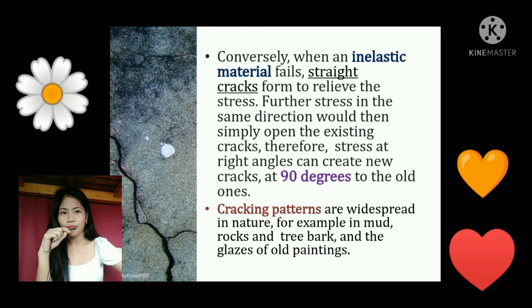Conversely, when an inelastic material fails, straight cracks form to relieve stress. Further stress in the same direction would then simply open the existing cracks. Therefore, stress at right angles can create new cracks at 90 degrees to the old ones. Meaning the old ones are the cracks that have been formed in the inelastic material.